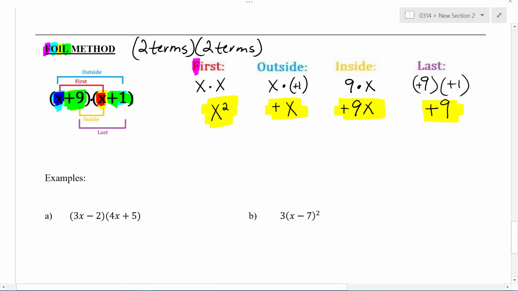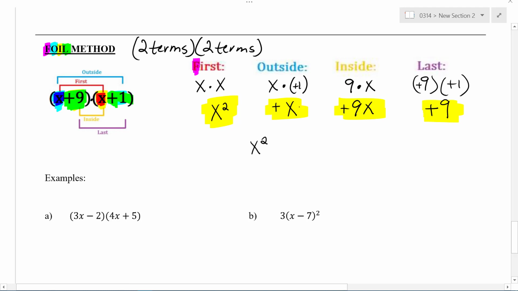So x squared, there's no like terms to x squared. In order to be able to combine x squared with one of these other terms, I would have to see another x squared. Since I don't see another x squared, then x squared is just going to come on down to be part of my final answer.